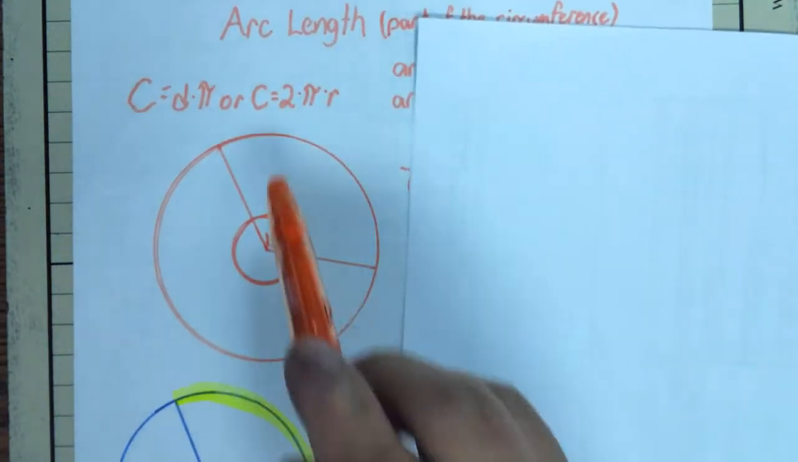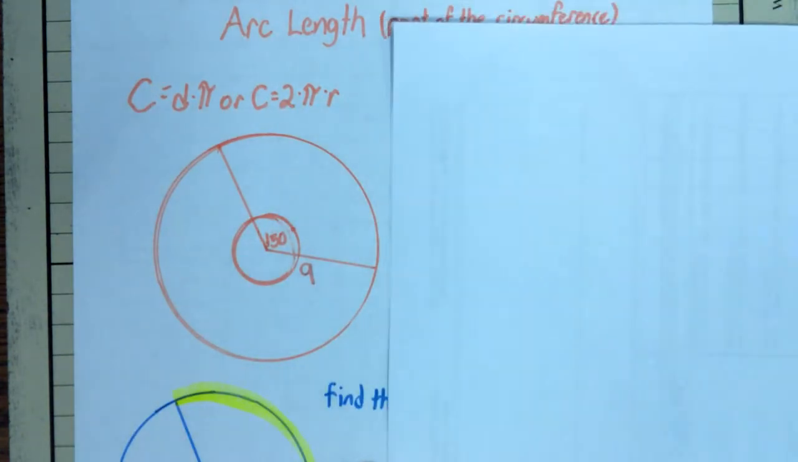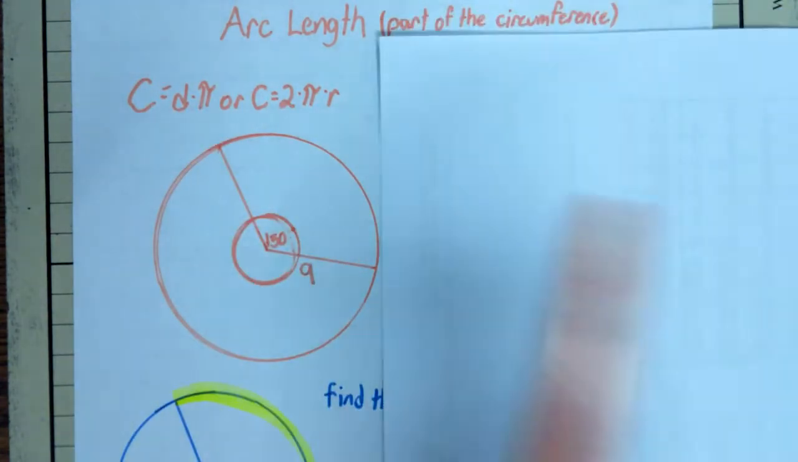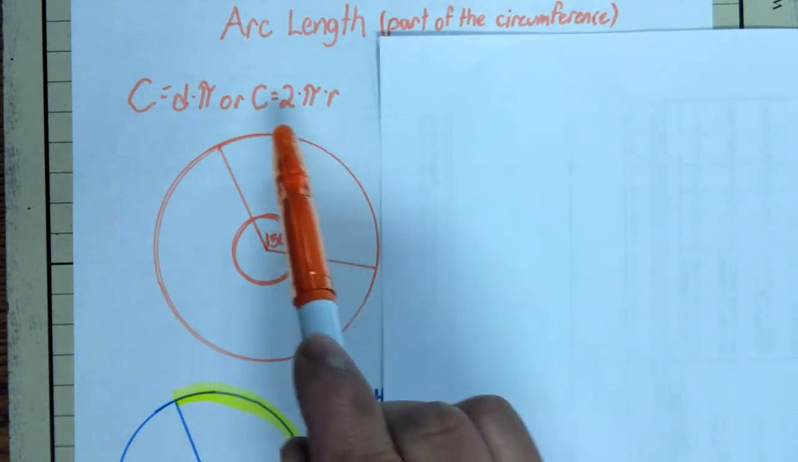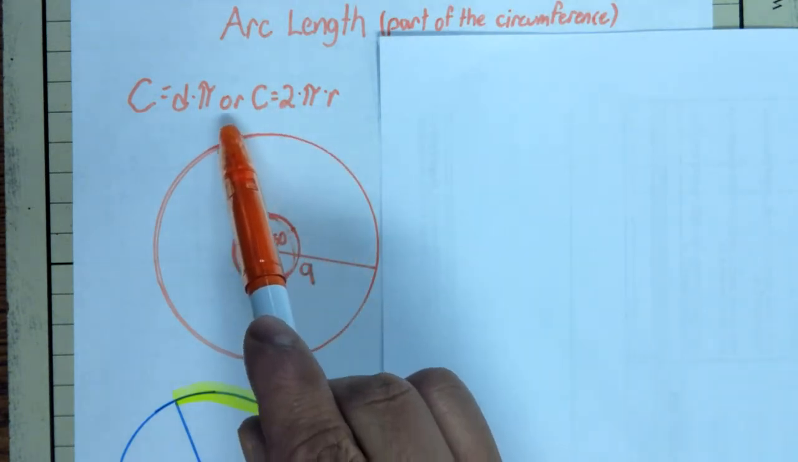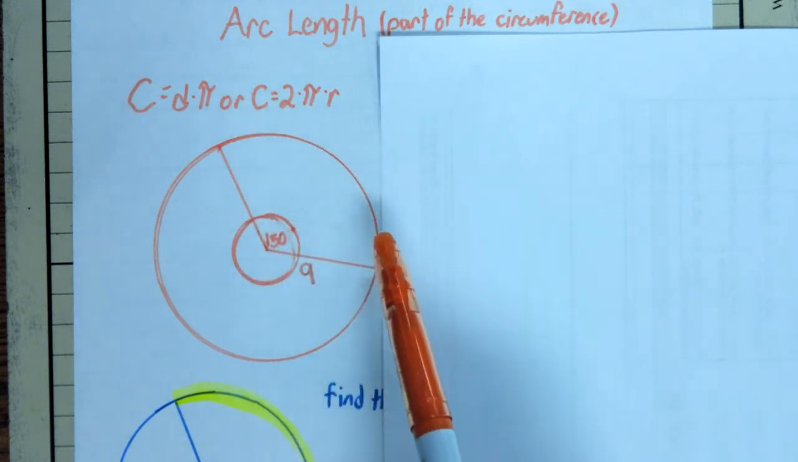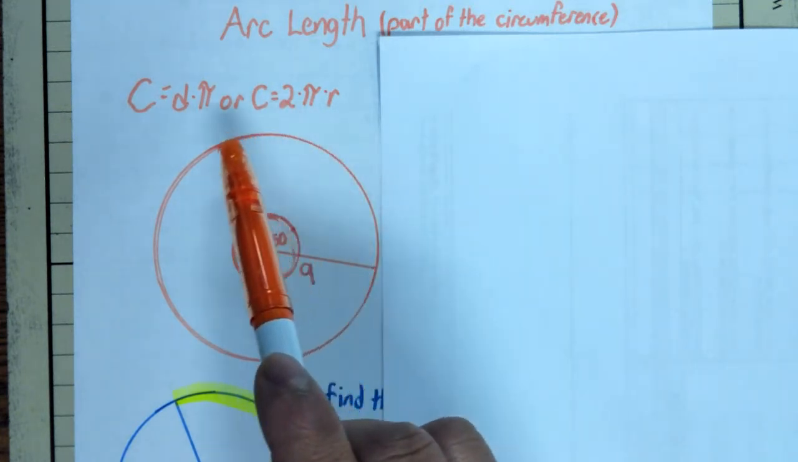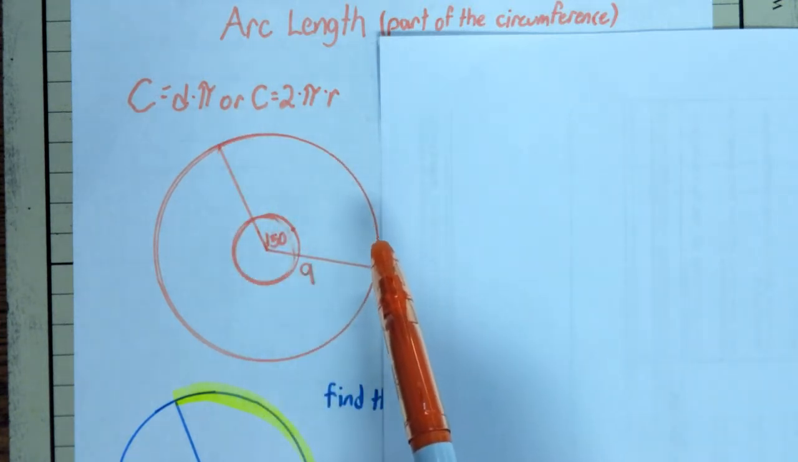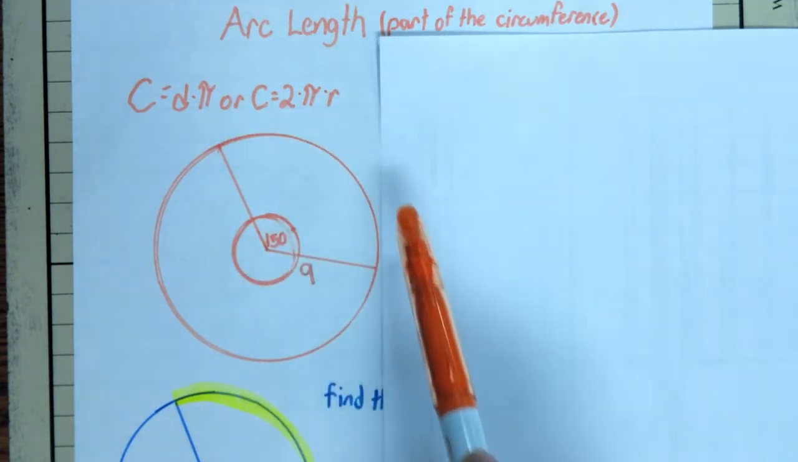For example, here's my full circle. What I want to find is just this part right here. So it's like if you were to slice that pie, it's how long is the crust of that slice.